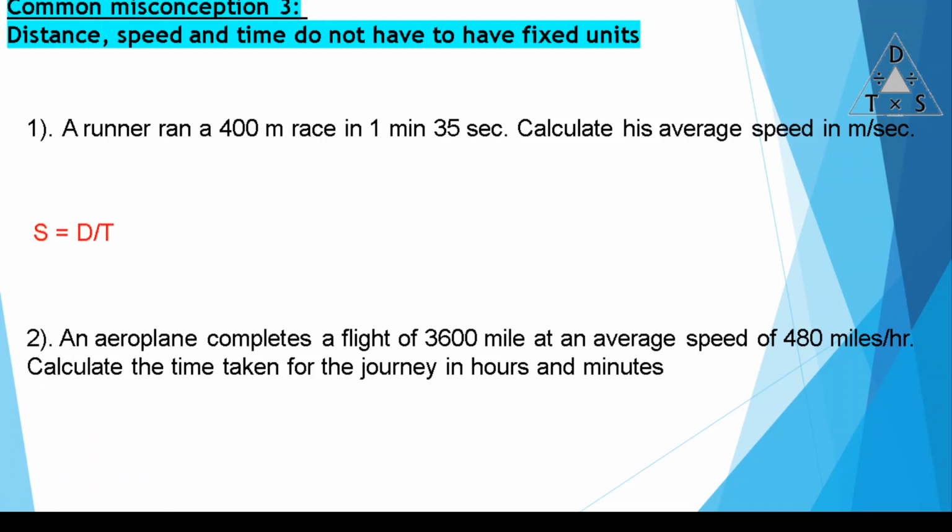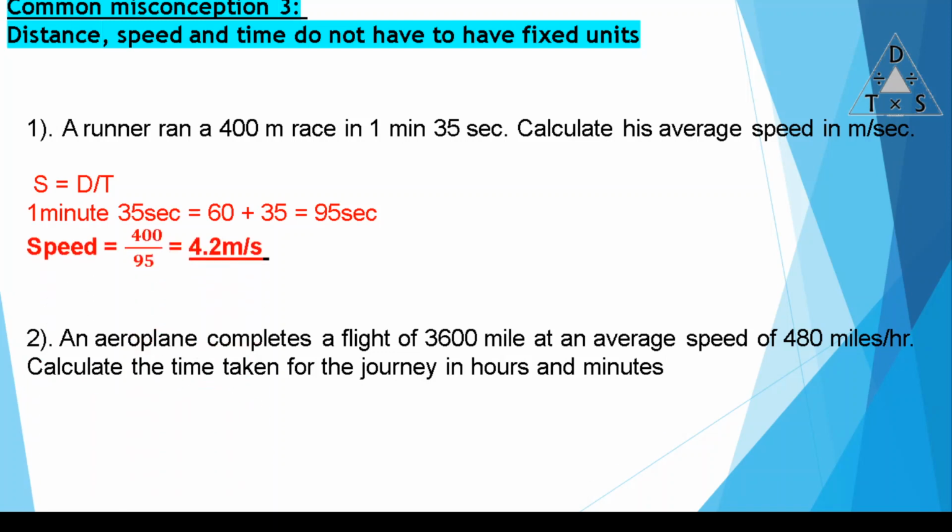So we know that 1 minute 35 will be 60 plus 35, which gives you 95 seconds. Again, speed equals distance divided by time, and we divide that. So, pointing out, change the units to what is required for the answer.